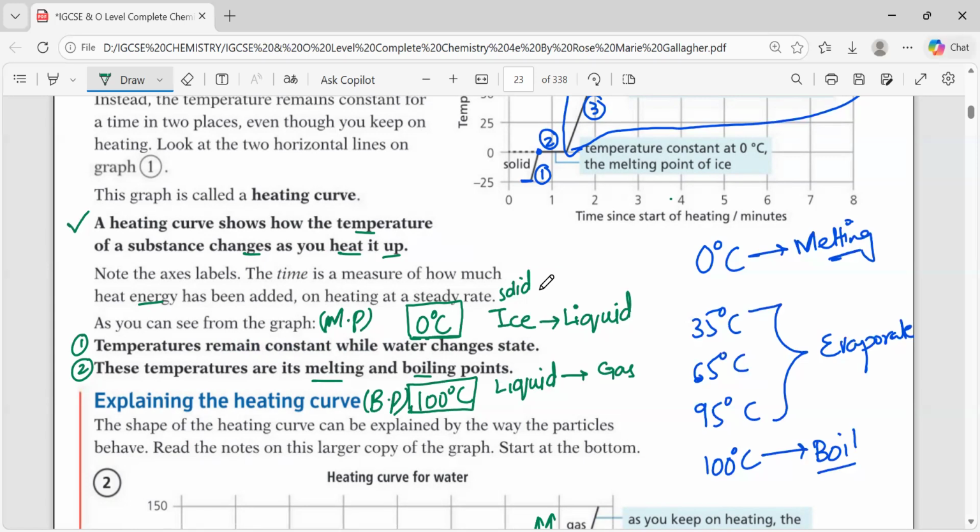Done. Okay. Now can you explain what information we get from a heating curve? Can you justify these bold statements?